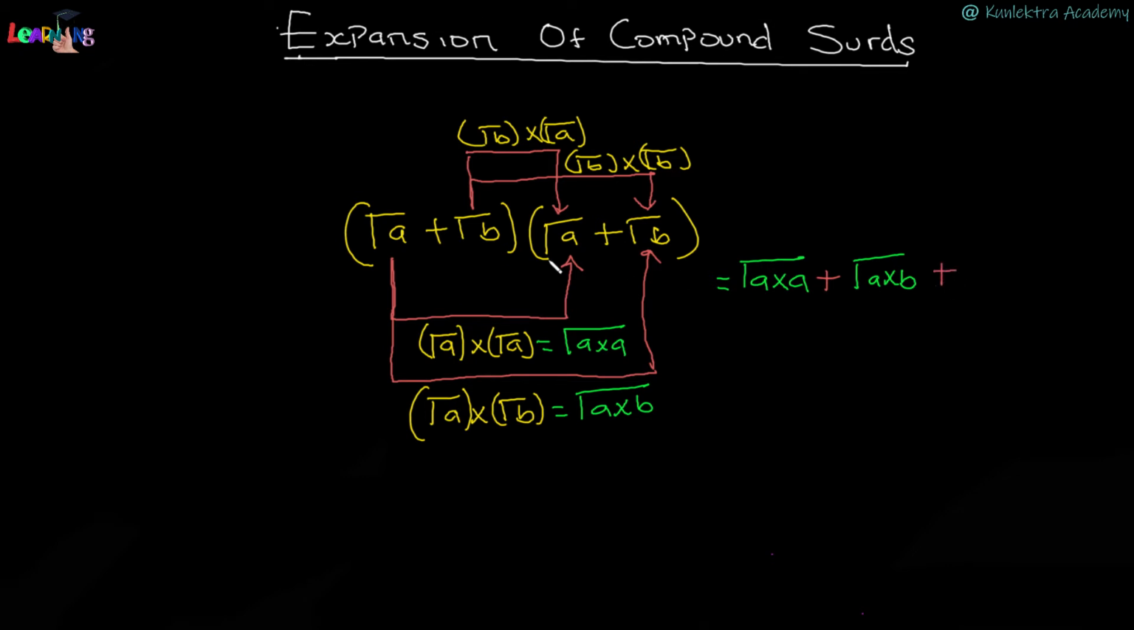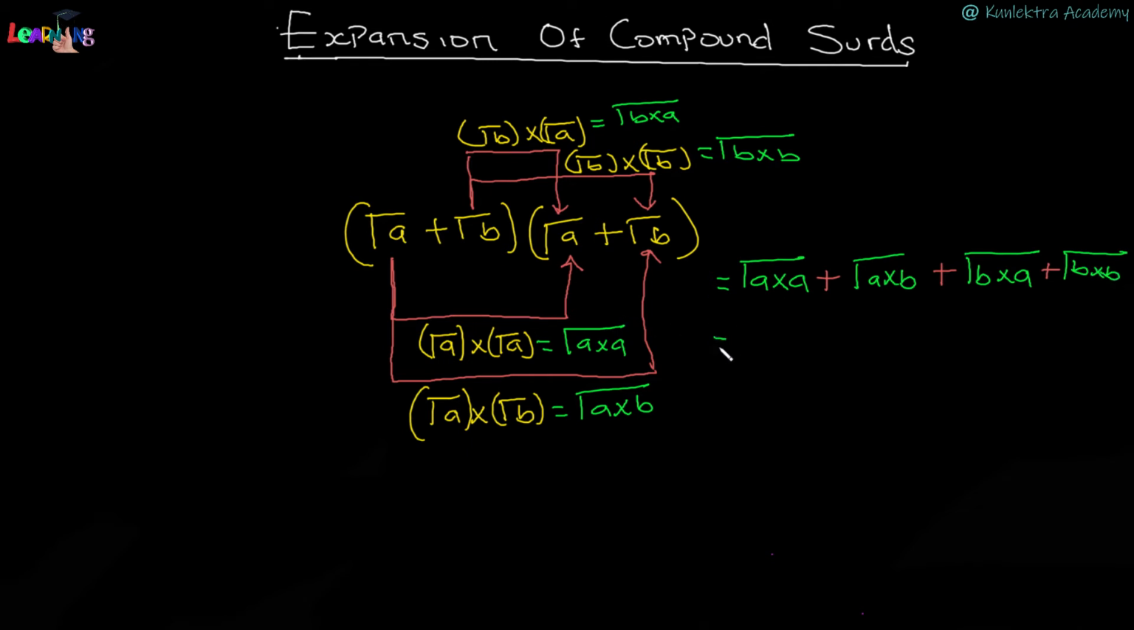Plus. Now you come to the second variable here in the first bracket. Multiply the first one, root B times root A. That will give us root B times A. And the last one, this will multiply this, and that's what? B times B. You have plus B times B. Now, let's analyze it.